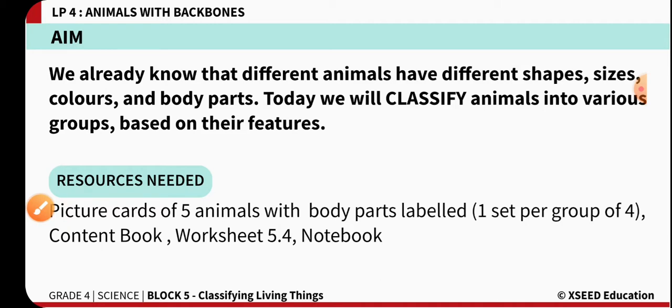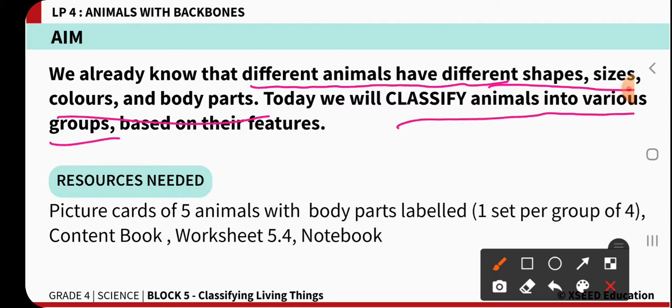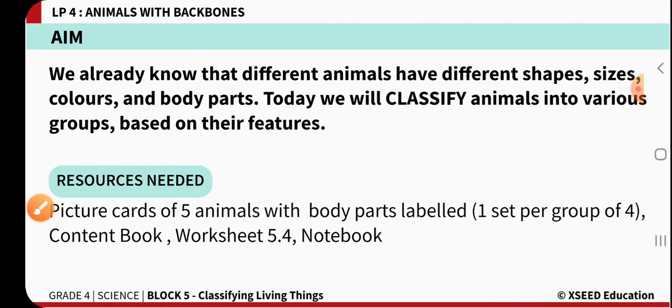So today our class's main aim is identifying or knowing about different animals which have different shape, size, color and body parts, and classifying those vertebrate animals into various groups. Okay, so based on the color, shape, size and bodily features, in today's class we are going to divide the vertebrate animals into some different groups.